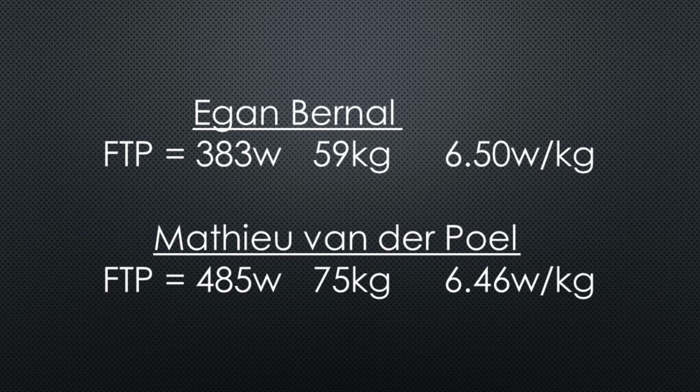So over twice what I can do at this moment in time. Wout van Aert, who is the other side of the spectrum of a pro cyclist, the bigger side, 485 watts. He's 75 kilograms, and so that brings his watts to kilo ratio to 6.46. So even though Egan's actually smaller, his strength to weight ratio is actually a little bit bigger than Wout van Aert's.